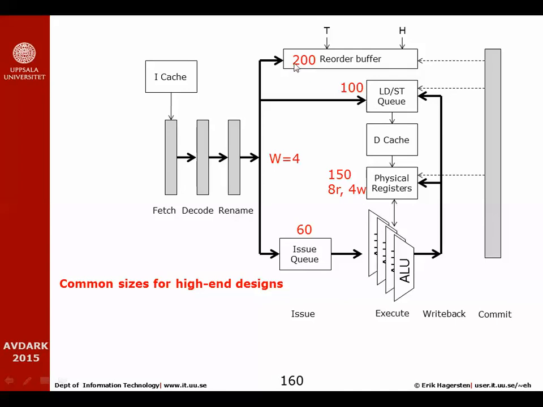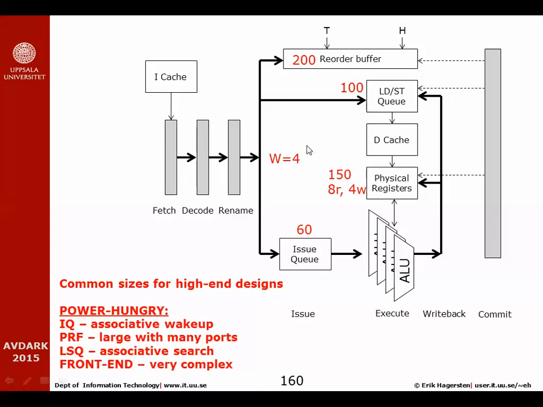If you have a program that performs only loads and stores and nothing else, then you would need the load store queue to be 200. But typically you make it smaller, maybe somewhere between 50 and 100 entries. These are very power-hungry structures.